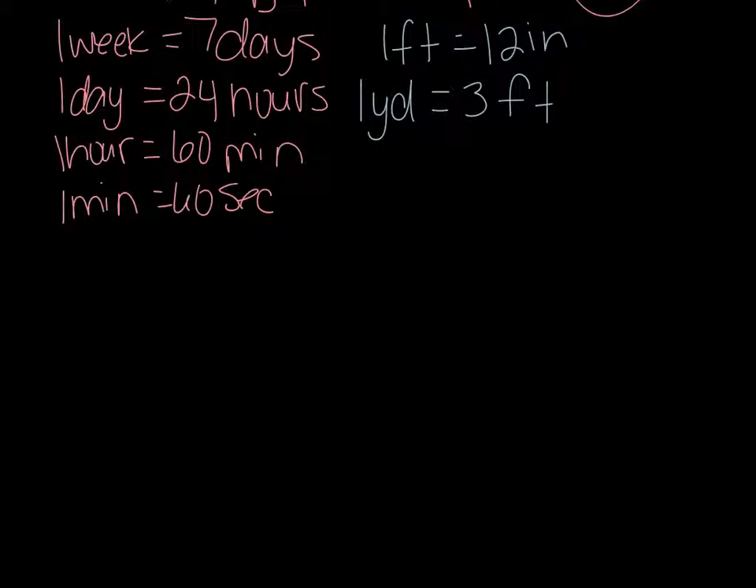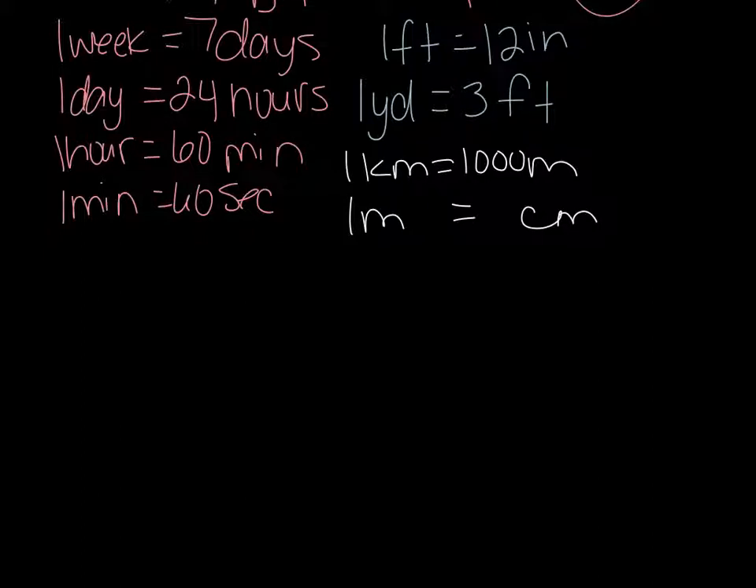What if I start with kilometers? In 1 kilometer, what's the unit just smaller than a kilometer? A meter. How many meters? 1,000. Very good. There are 1,000 meters in a kilometer. So then if I go from meters, what's the next step there? Centimeters. How many centimeters are in a meter? 100.